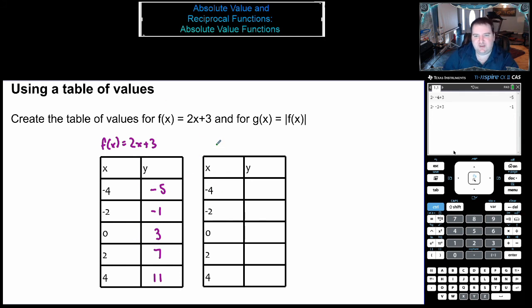Now let's look at g of x. So f of x is our original function, and in this case g of x is going to be equal to the absolute value of f of x. And what was f of x? F of x is equal to 2x plus 3. So on the inside here, I'm going to say 2x plus 3. And so now we can see what they're wanting us to do, which is graph g of x, which is the absolute value of our original function.